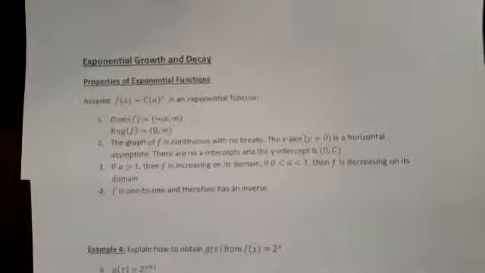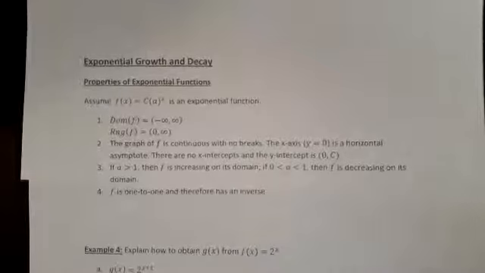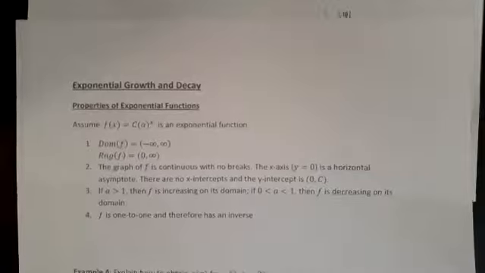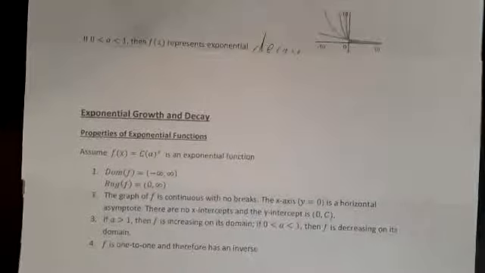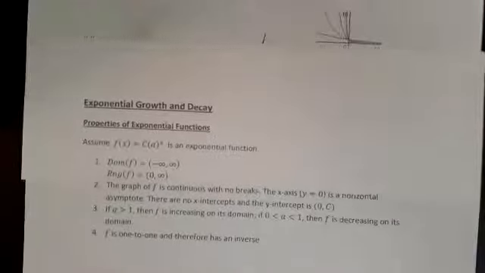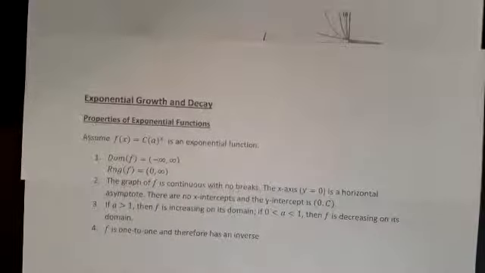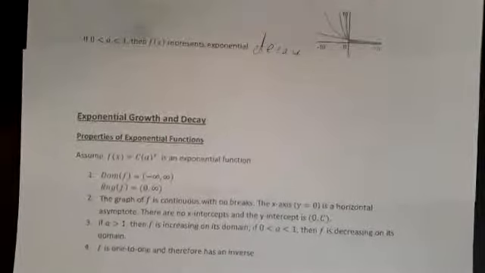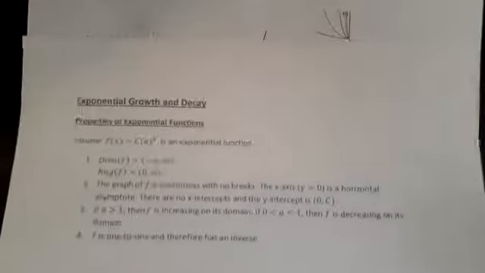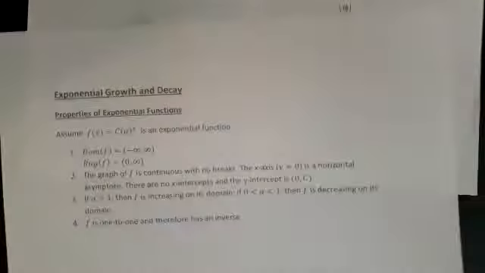So I believe that's what number 2 says. We have an asymptote. The graph is continuous with no breaks. The x-axis, y equals 0, is a horizontal asymptote, and there is no x-intercept. It doesn't cross the x-axis, but it does cross the y-axis at c, which is our y-intercept. If it's greater than 1, then it's increasing. If it's a fraction, then it's decreasing. It is 1 to 1, so we can do a horizontal line test and a vertical line test. It's 1 to 1, and it has an inverse.